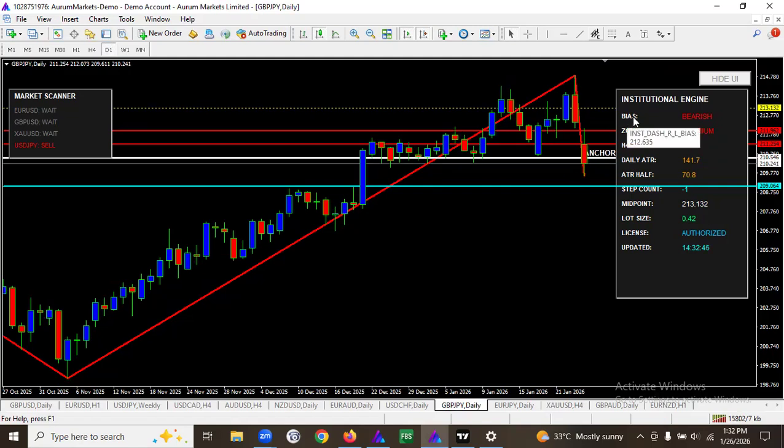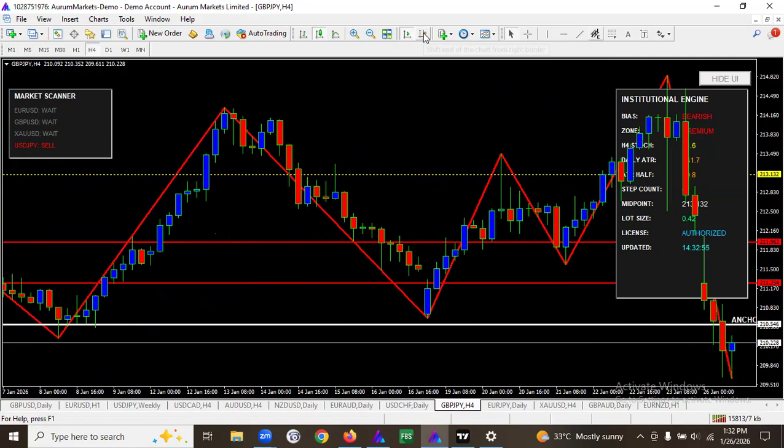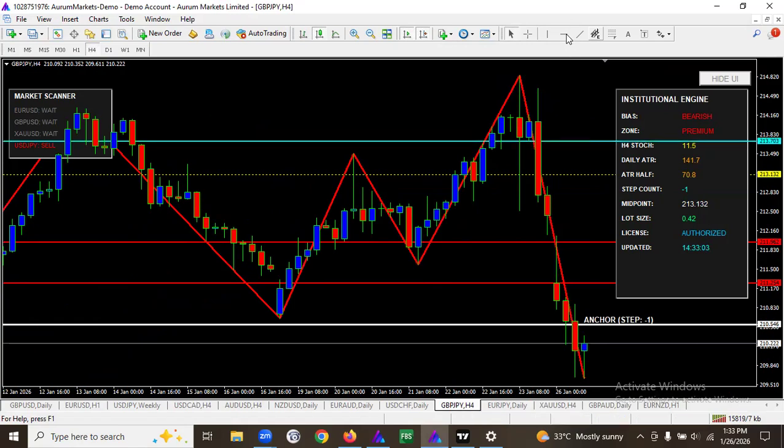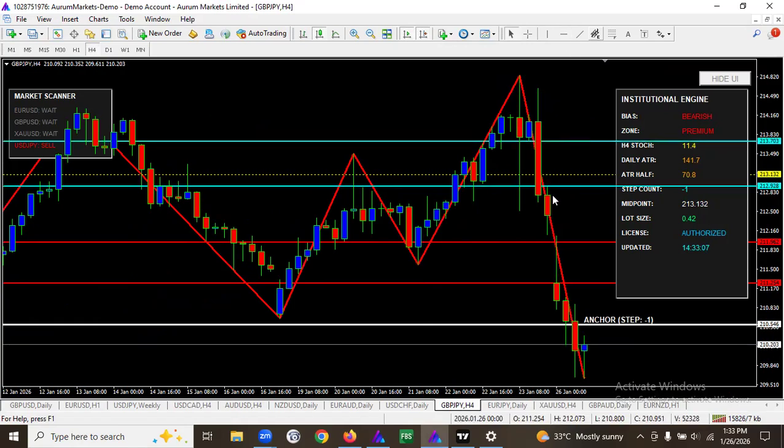Price should be at a discount at the end of today. Most likely, the bias could also change. If the candle closes bullish, then the bias will change from bearish to bullish, and I'll be looking for buys on GJ, and I'm going to buy GJ to this fair value gap, which is at a premium area. This will be my first target on GBP JPY.